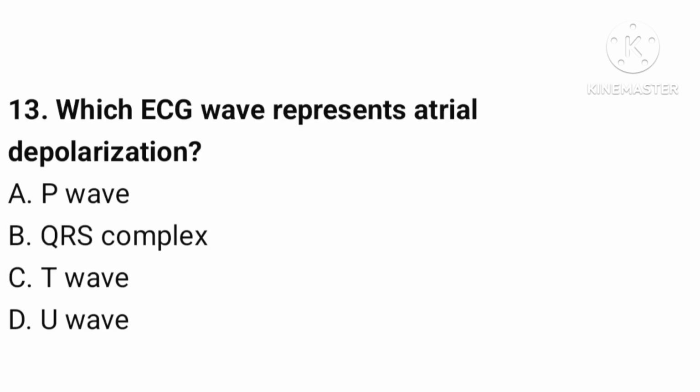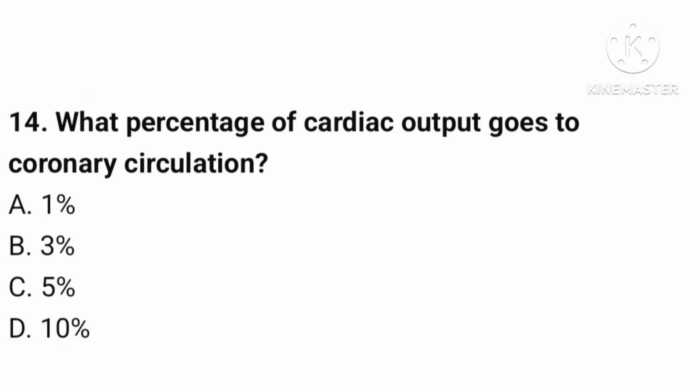Which ECG wave represents atrial depolarization? Correct option is A. P wave. What percentage of cardiac output goes to coronary circulation? Correct option is C. 5%.